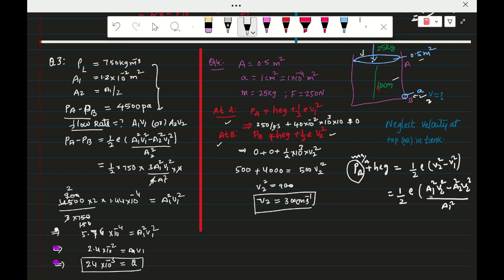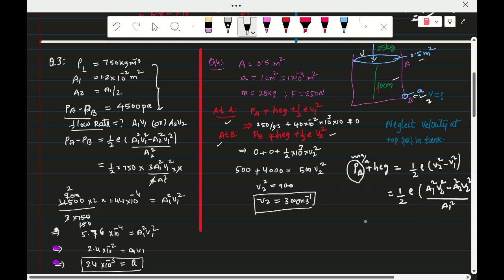Now all the remaining values, A1, A2, everything is given. V2 we can find out: the A1, A2 values, density value, mg value, and cross section A. Here A means A1 value, H rho g, everything is given. Substitute now and you will get it. But for simplification, he said neglect the velocity at the top. So this is the answer, 3 centimeter second inverse. You can write it as 3 meter second inverse also. So you can understand, right?